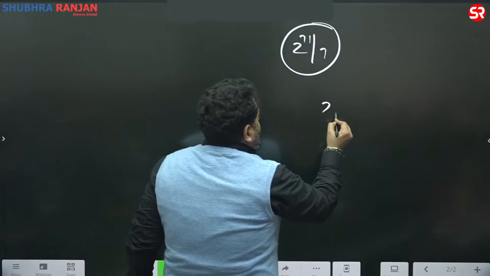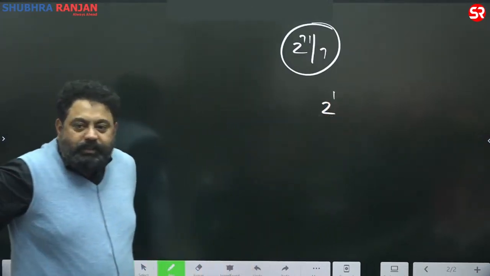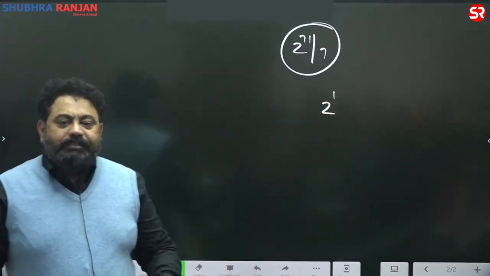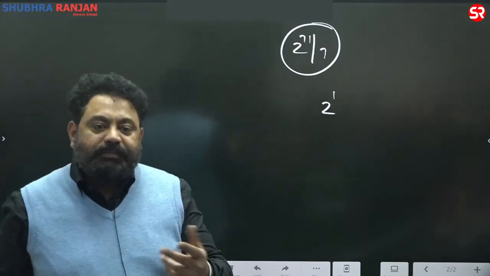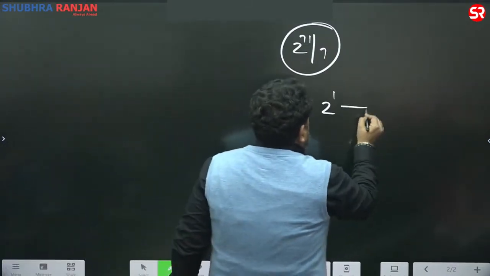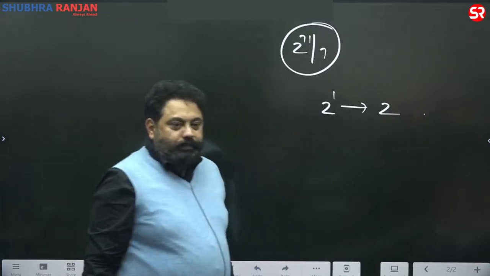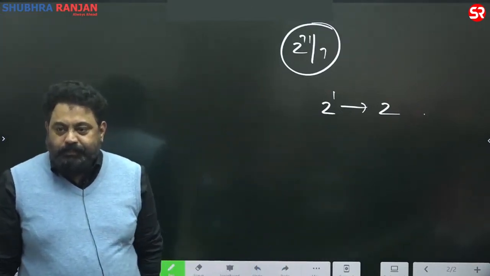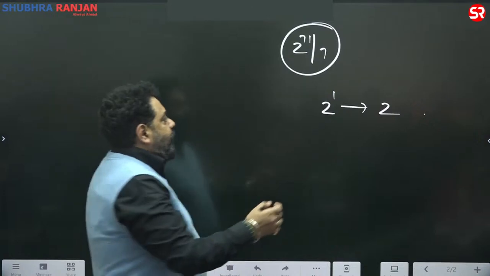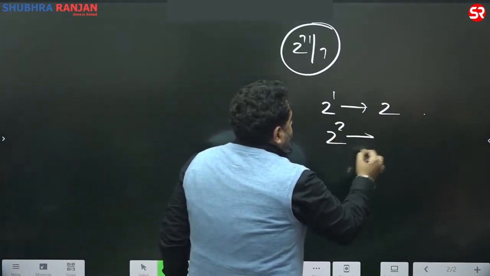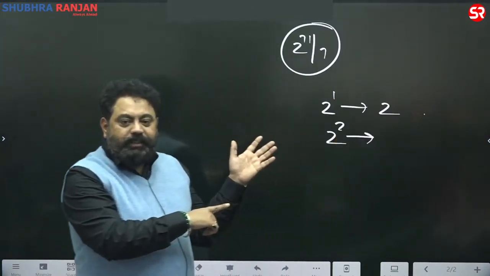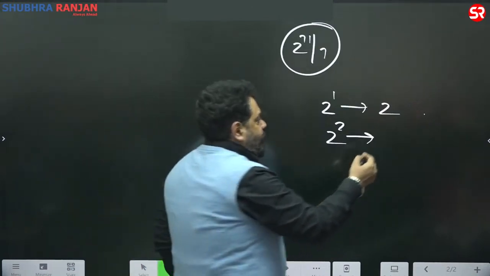Start with 2 to the power 1. What is 2 to the power 1? 2. When it is divided by 7, the remainder would be 2 itself. It cannot be divided, so your remainder is 2. Clear? Very simple. 2 to the power 2 is 4. 4 when divided by 7, remainder is 4 only.